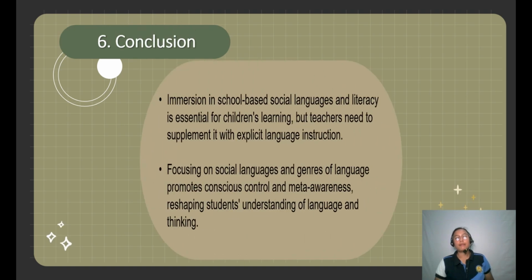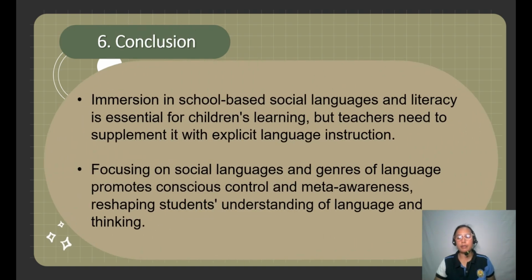Next is, to conclude everything from the educational linguistics: immersion in school-based social languages and literacy is essential for children's learning, but teachers need to supplement it with explicit language instruction. It is not good that the students are learning on their own at the first level of their learning the English language. But as they learn throughout the levels, teachers need to give them explicit instruction or language instruction.